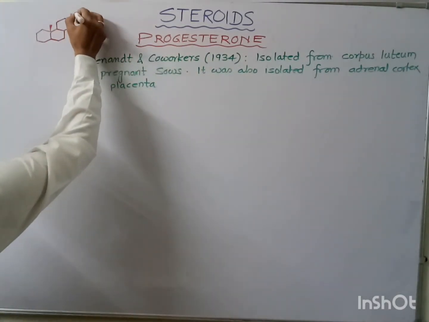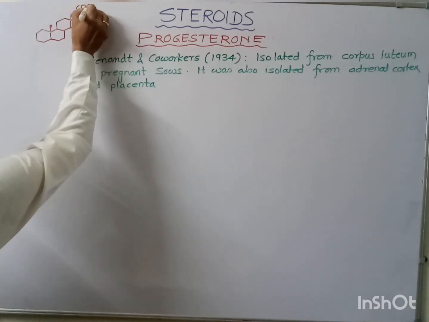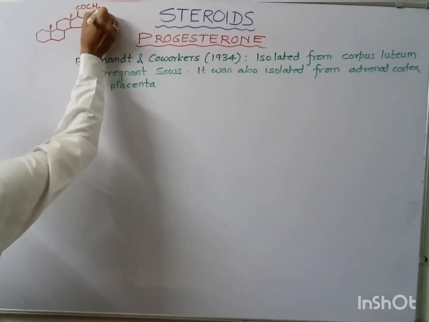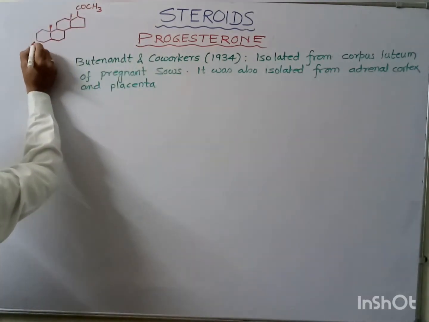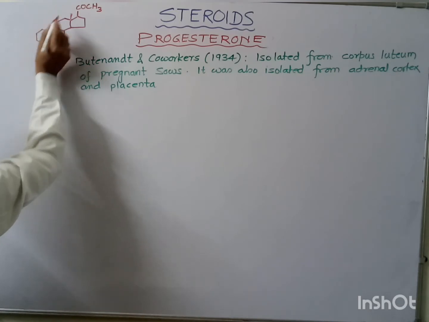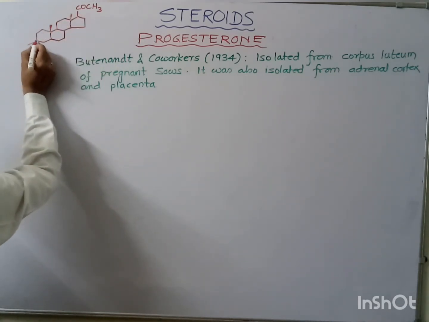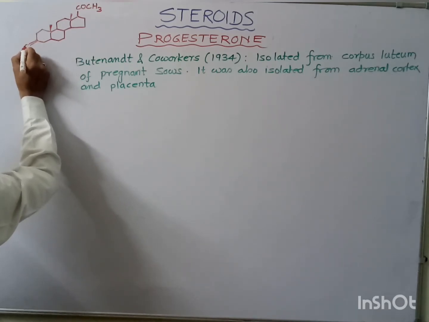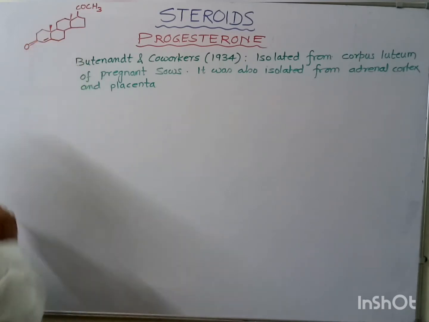So here at the 17th carbon atom we have a COCH3 group. Okay, this is the COCH3 group. And at the third carbon atom we have another keto group. So one keto group is present over here, another keto group is present at this position, and one double bond is present at this position.